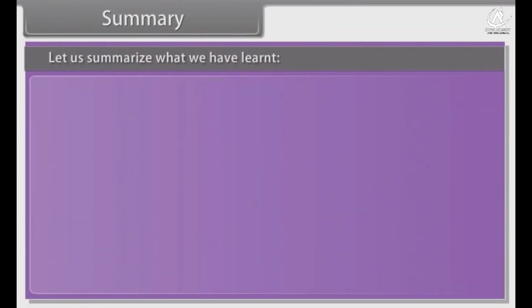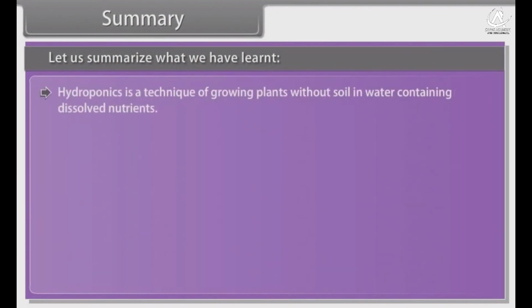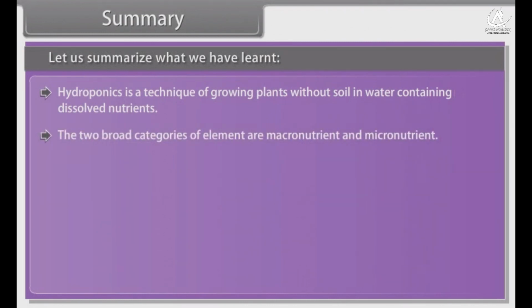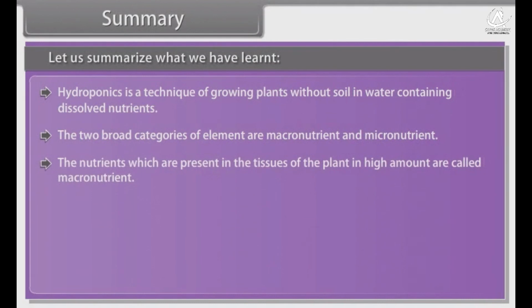Summary. Let us summarize what we have learned. Hydroponics is a technique of growing plants without soil in water containing dissolved nutrients. The two broad categories of elements are macronutrients and micronutrients. The nutrients which are present in the tissues of the plant in high amount are called macronutrients. The elements needed in low amount are called micronutrients.